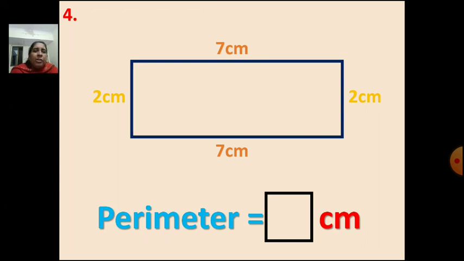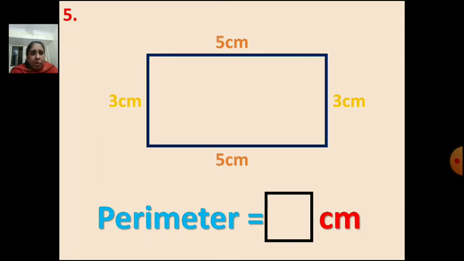So 2 plus 7 is how much? Sorry, 2 plus 7 is how much? 9. 9 plus 2 is how much? 9, 10, 11. Right? And 11 plus 7 is how much? 18. So what is the answer? Perimeter is equal to dash centimeter. What will be the answer? 18 centimeter. So your answer is perimeter of a rectangle is equal to 18 centimeter.